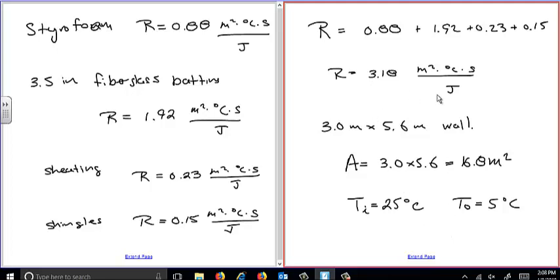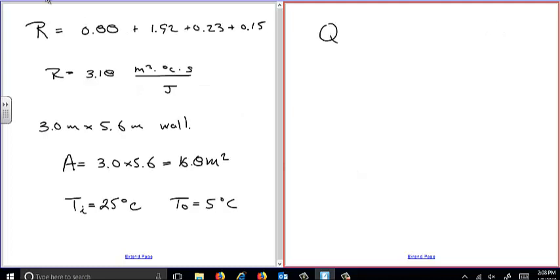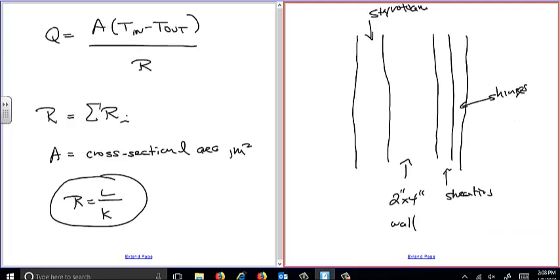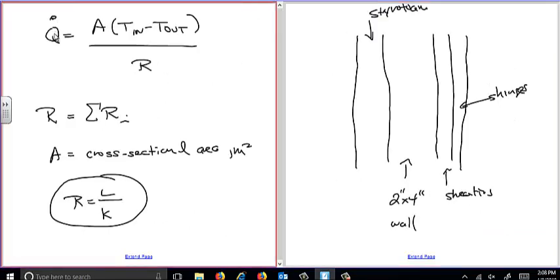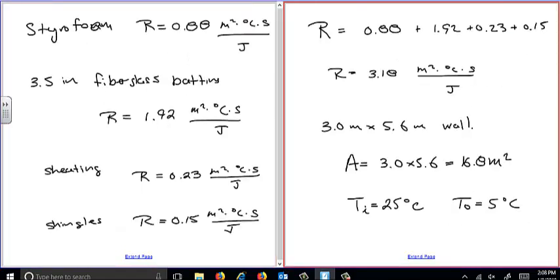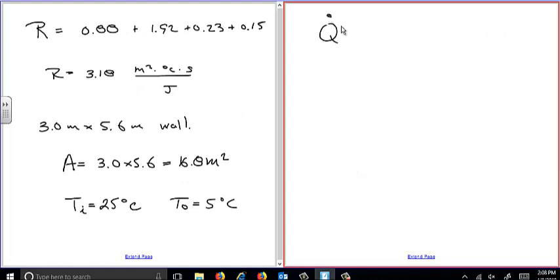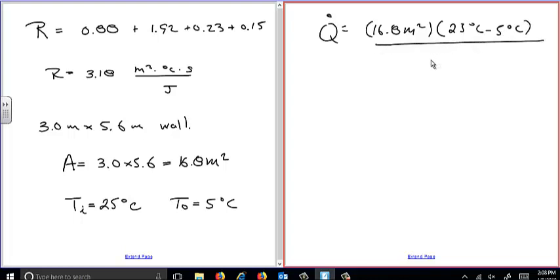So we have everything: our total R value, our area, our temperature difference. And remember this equation, which is the heat transfer rate, in joules per second. Q dot is equal to the area, 16.8 meters squared, times the temperature difference, 25 degrees C minus 5 degrees C, divided by the R value, 3.18 meters squared, degrees C, seconds per joule.